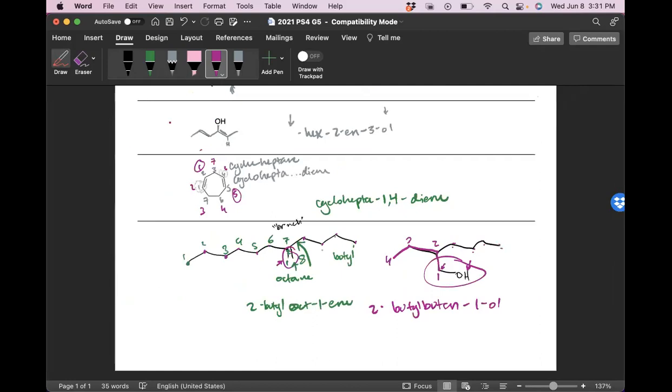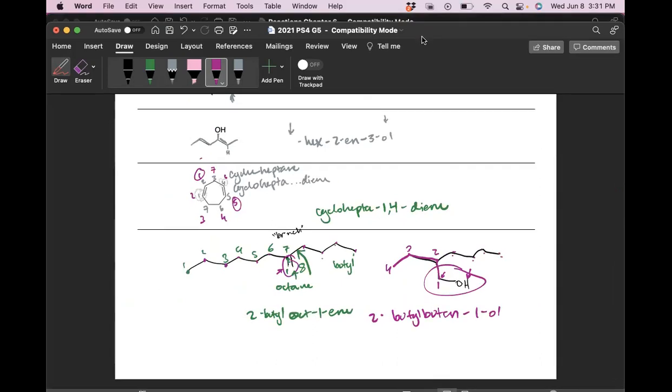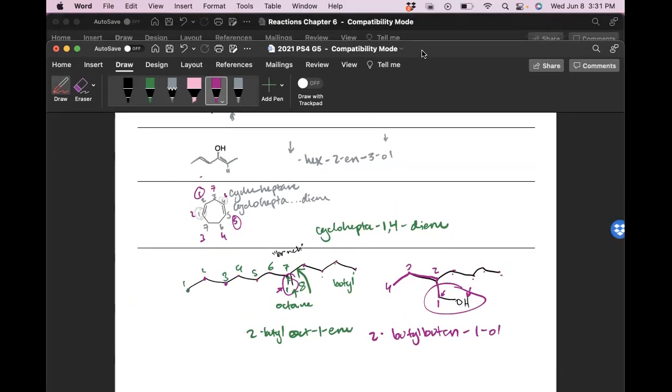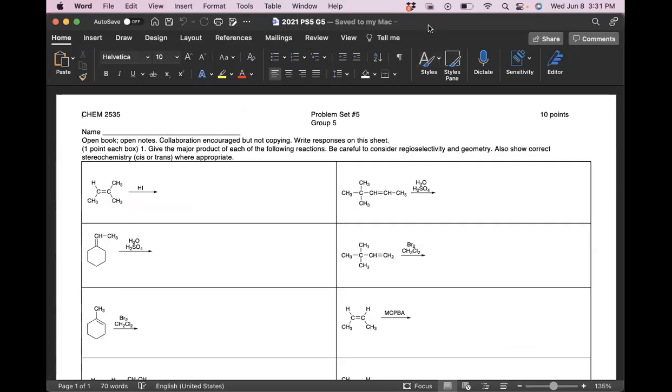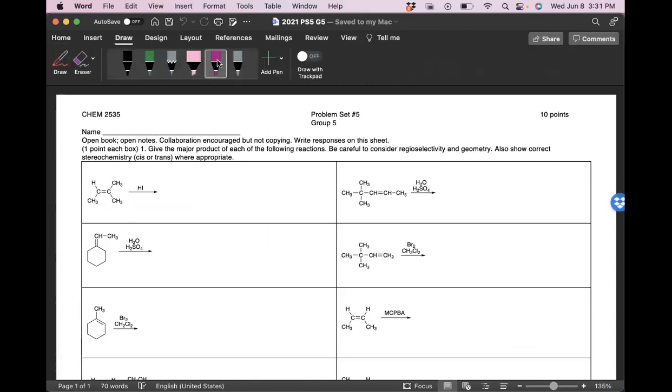All right. Let's move on to this one. Problem set 5, group 5. Again, this should be similar to what you have on your problem set, but not exactly. So it can be helpful.